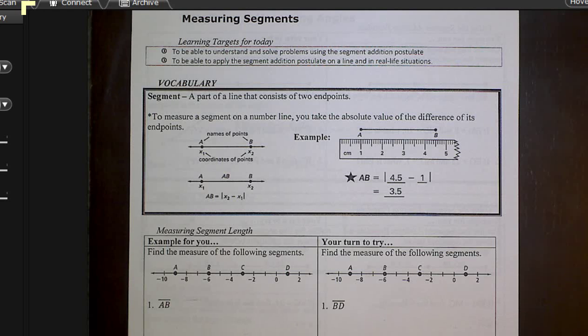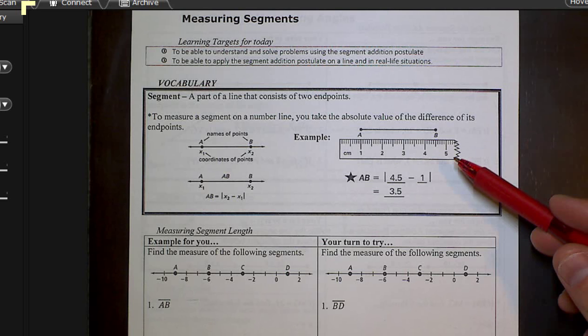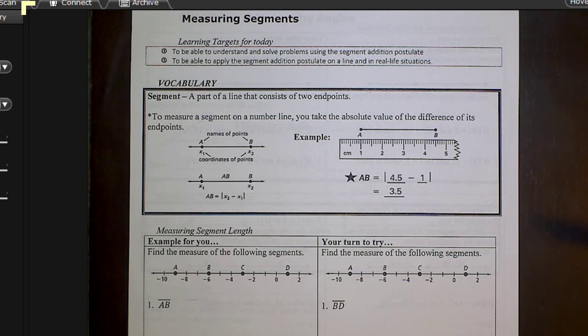Hey everyone, today we're going to talk about segments and how to measure them. I'm going to go through two methods with you. One's called the ruler postulate, and you can see a picture of a ruler there. It's basically a way to just count and find the length of a segment. And the second way is called the segment addition postulate, which we'll go into a little bit more detail later on.